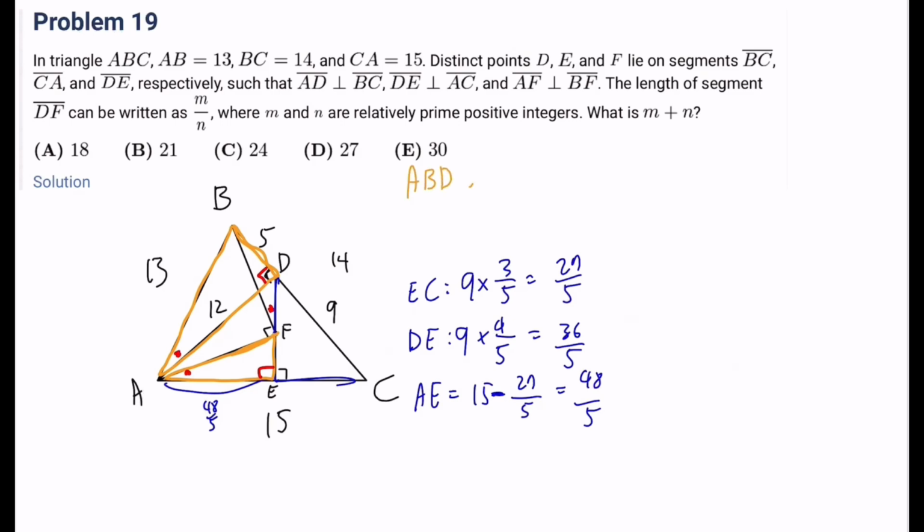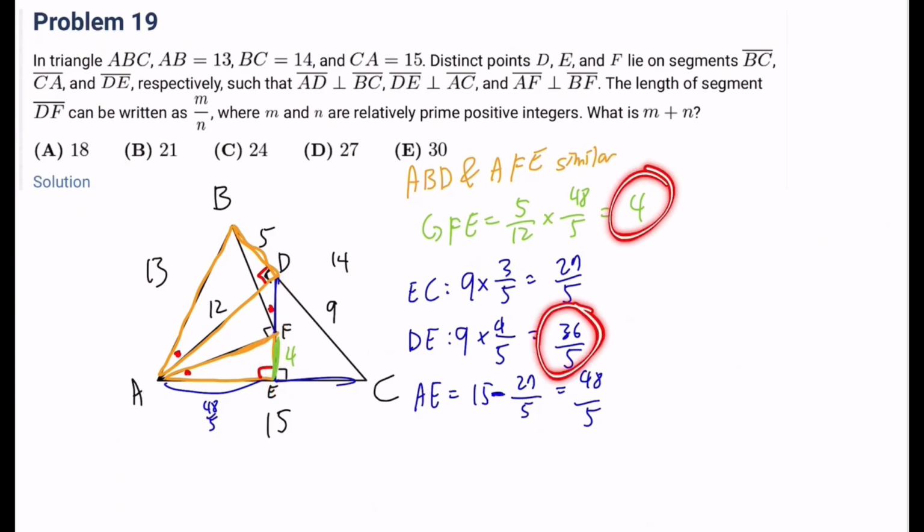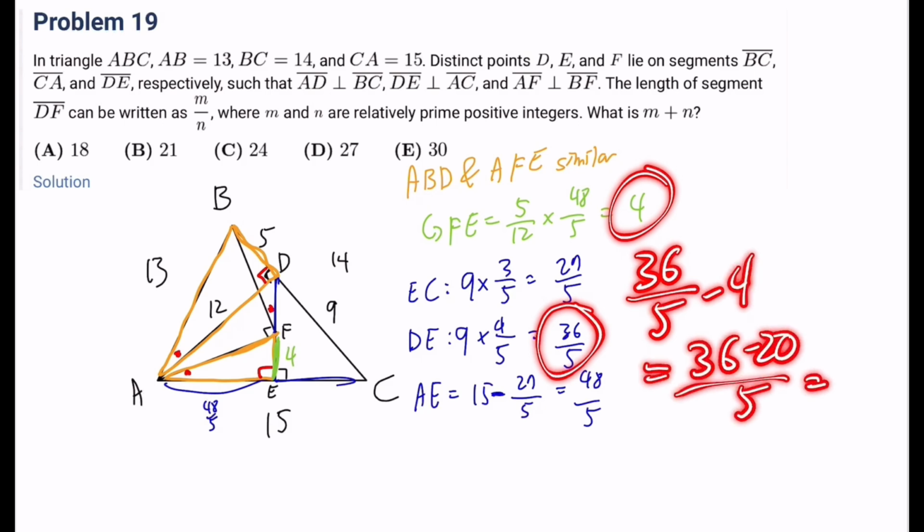So ABD and AFE are similar, and that means that their length ratio is also the same. So since BD is 5 over 12, that means FE is 5 over 12 times this one. So this gives us that FE is equal to 5 over 12 times 48 over 5, and that's going to be equal to 4. So this is 4, and we got DE from before, so DF is going to be DE minus FE. So DF is this minus this, 36 over 5 minus 4, which equals 36 minus 20 over 5, which equals 16 over 5.